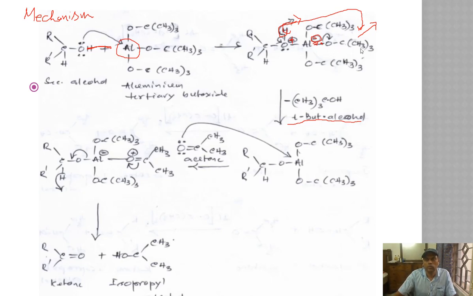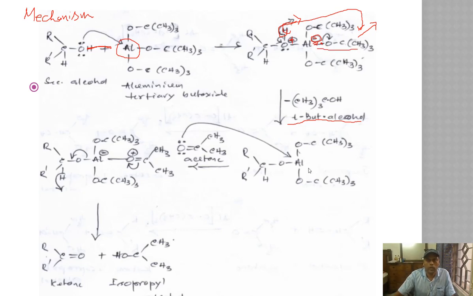This is tertiary butyl alkoxide. So it is now alcohol, right? By getting that one hydrogen, it is going to get converted to tertiary butyl alcohol. Now, by removing this H and this tertiary butyl alkoxide, we will write the new structure here. There is no H here, and there is no side chain over here.